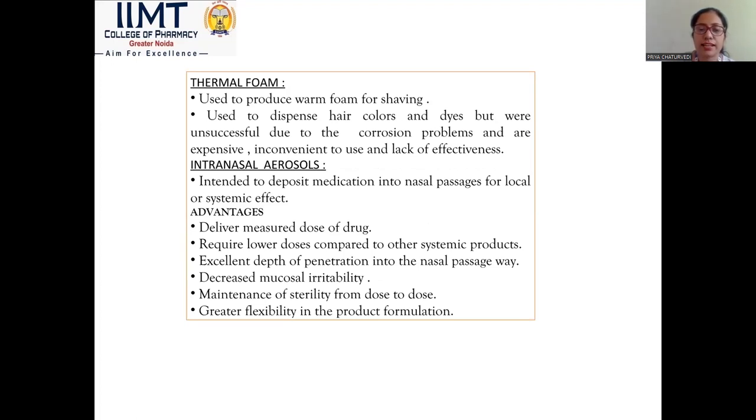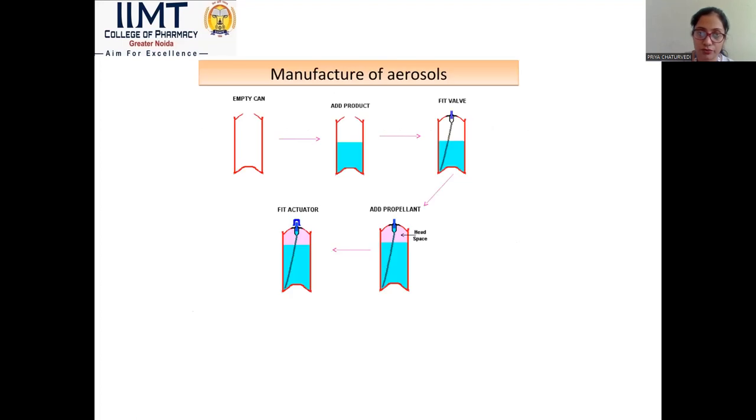Intranasal aerosols are intended to deposit medications into the nasal passage for local or systemic effect. Advantages are it delivers the measured dose of drug. It requires a lower dose compared to other systemic products. Excellent depth of penetration in the nasal passageway is produced. Decreased mucosal irritability, maintenance of sterility from dose to dose, and greater flexibility in the product formulation is achieved.